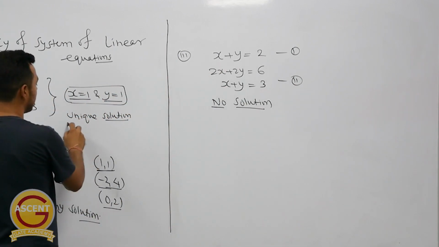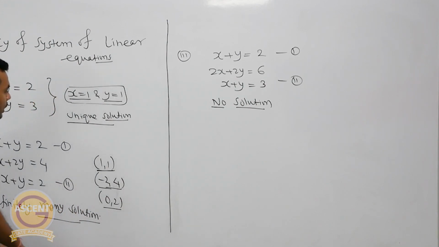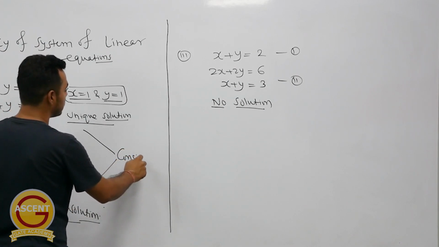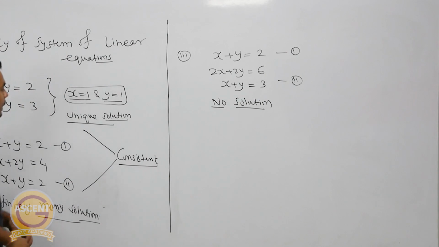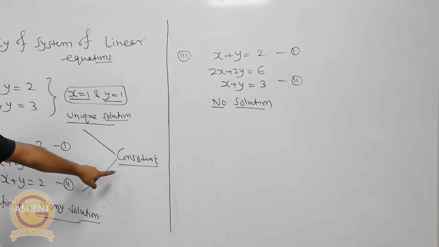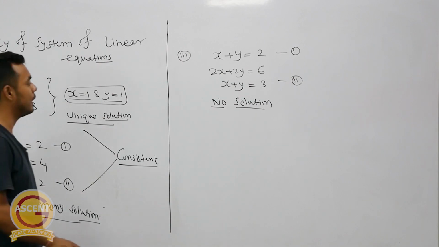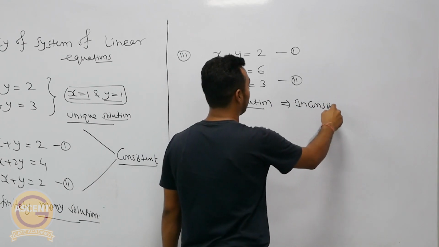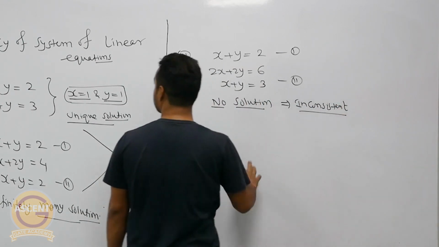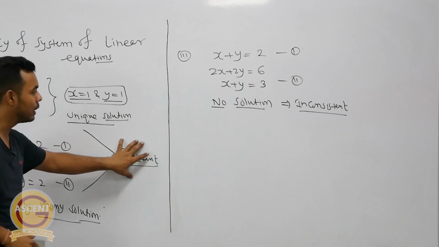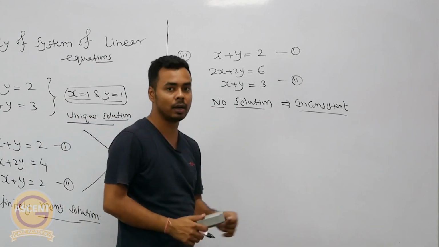Now the first two cases, where the system of linear equations has a unique solution or infinitely many solutions, are called consistent. Consistent means the system of linear equations will have a solution. Either it will have a unique solution or infinitely many solutions. This first system is consistent with a unique solution. The second system is consistent with infinitely many solutions. And if the system of linear equations has no solution, then it is called inconsistent. So I hope the meaning of consistency is clear. If the system of linear equations has a solution, either unique or infinitely many, then it is called consistent. If it has no solution, then it is called inconsistent.